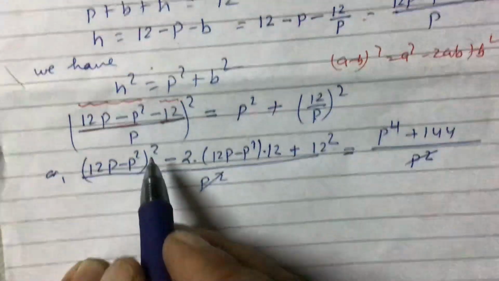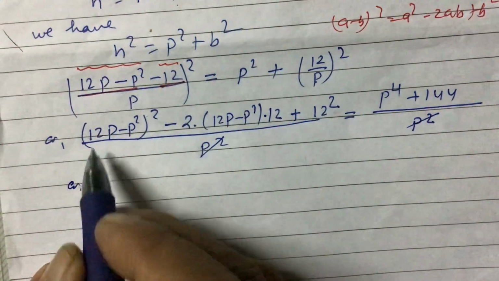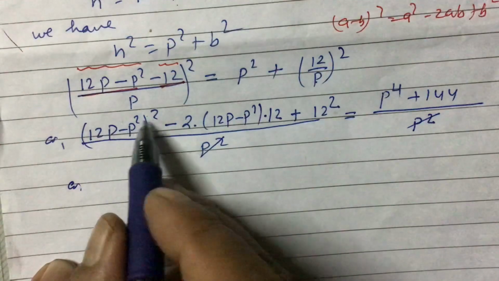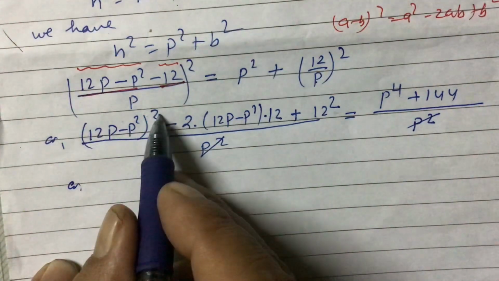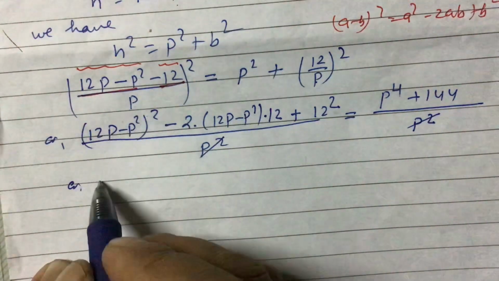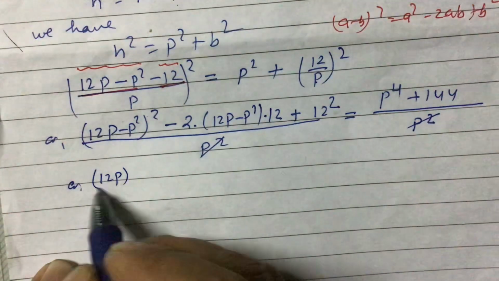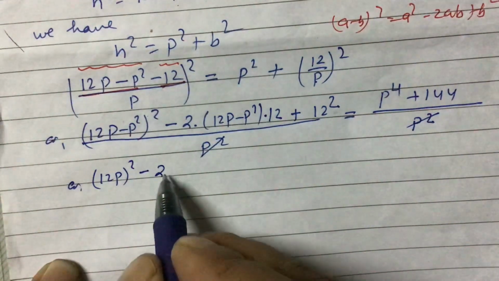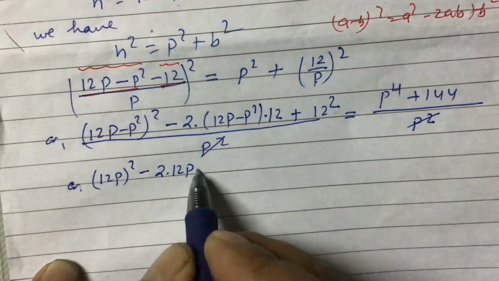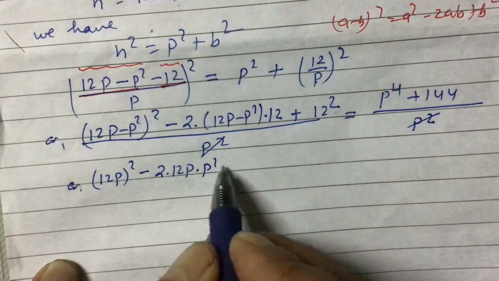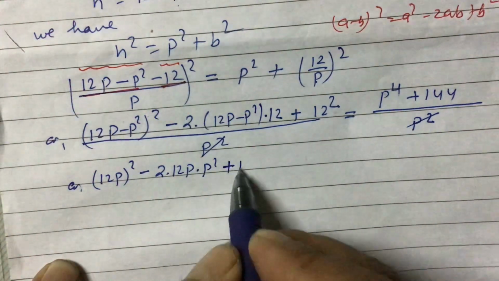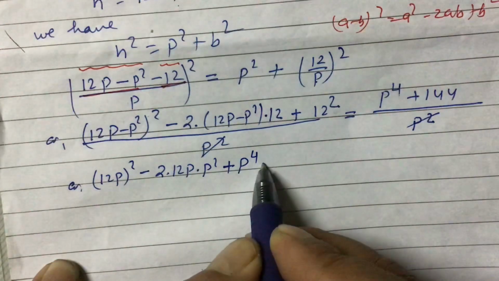Now this formula will also apply. Look at here, 12P minus P square we will say A minus B whole square. So now A square means 12P whole square. A square minus 2 times 12P times P square, plus P square whole square, P to the power 4, minus.